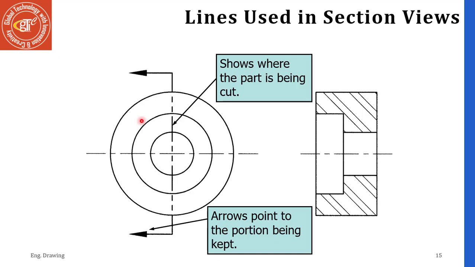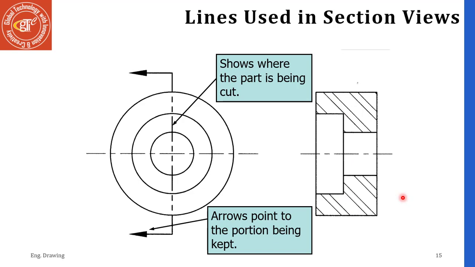The arrow direction basically indicates which portion of your drawing will be kept and which portion will be removed. So here you see the arrow direction is on the left side, meaning this side of the part is kept while this side of the part is removed to see the internal feature of this part so that we can draw its sectional views.